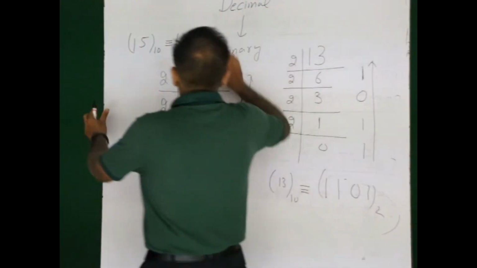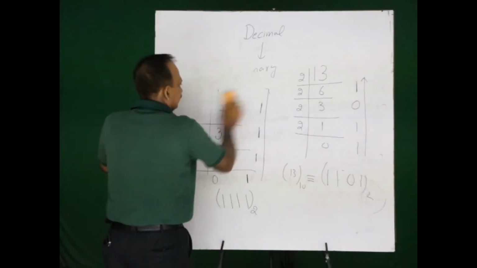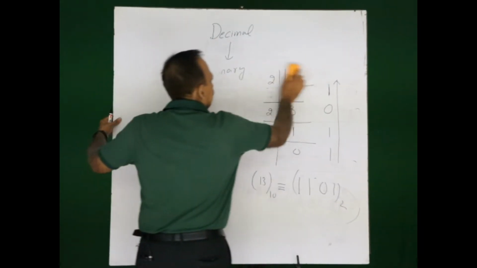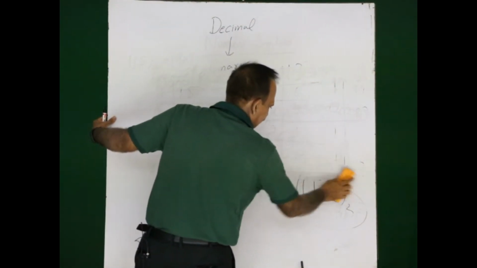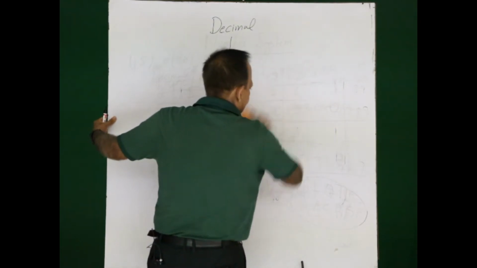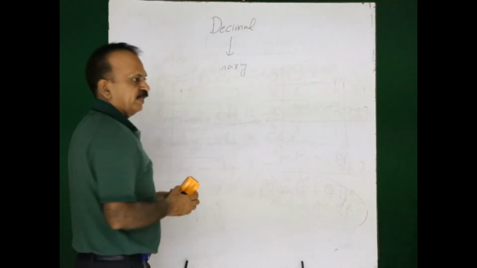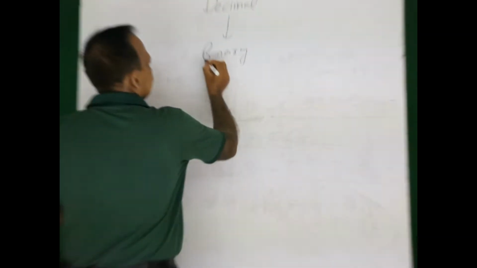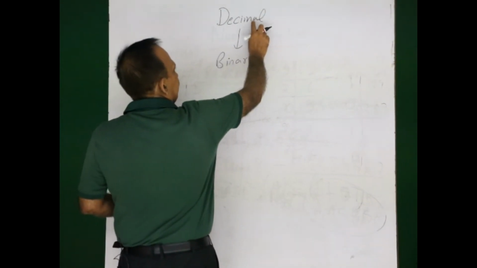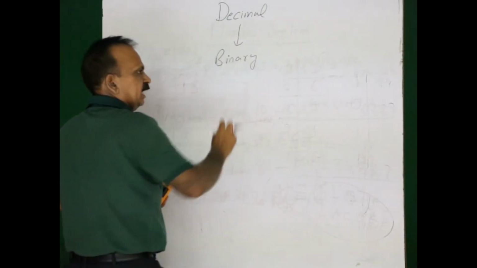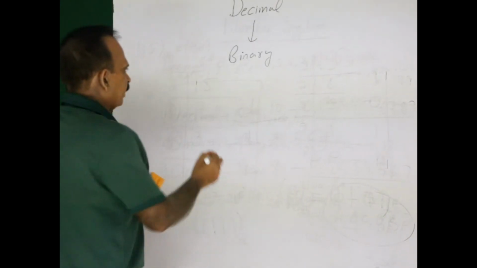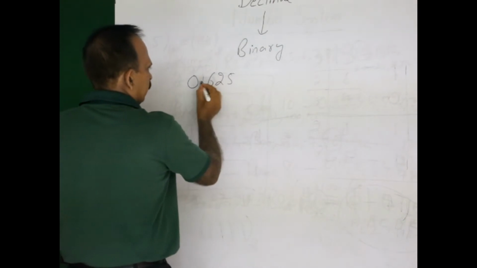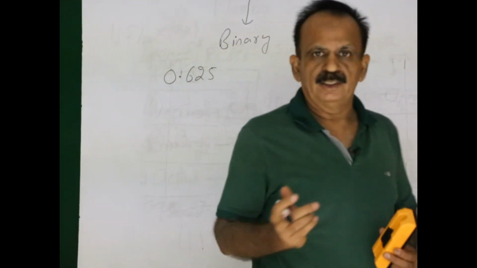Now, what about the fractional part? If I want to convert a fractional part into binary, say a fraction in decimal, I want to convert it into binary. In the integer part, I divided the number by 2. Now, in the fractional part, I will be multiplying the number by 2. So my steps now are for converting a decimal fraction into a binary fraction. Say this fraction is 0.625. I want to convert this fraction into binary.